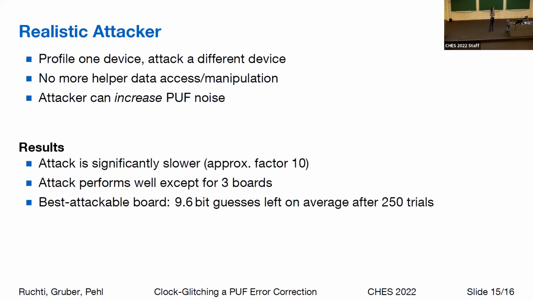What turns out is the attack is significantly slower. It's about a factor of 10, but more importantly, it still works. We have the cross-device profiling, which worked well on the majority. On 3 boards, it didn't really work all that well, so on these it didn't perform that good. But on the best attackable board, we have 9.6 bits left to guess after the full number of trials, which is 1.5 bits more than in the base case.